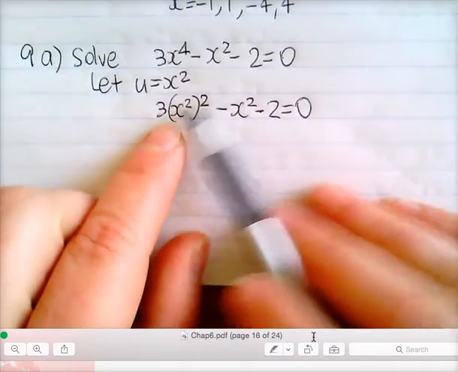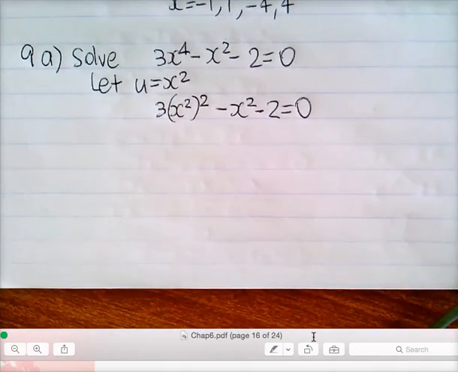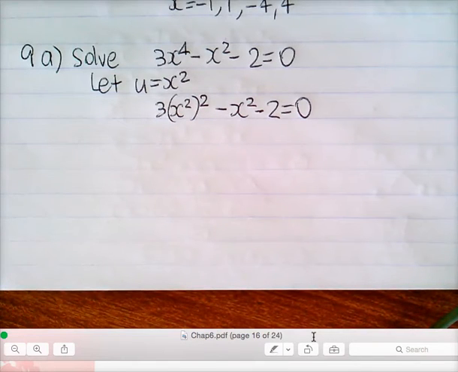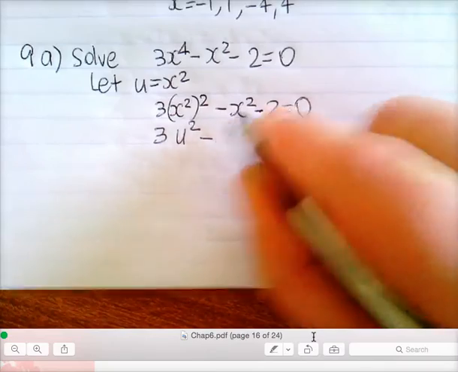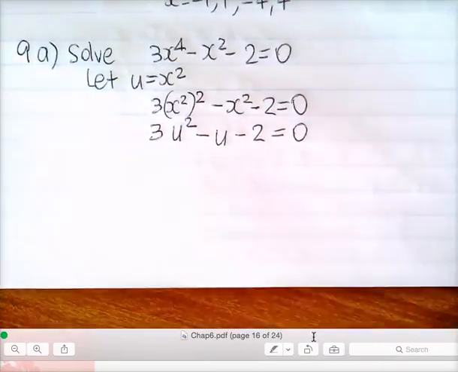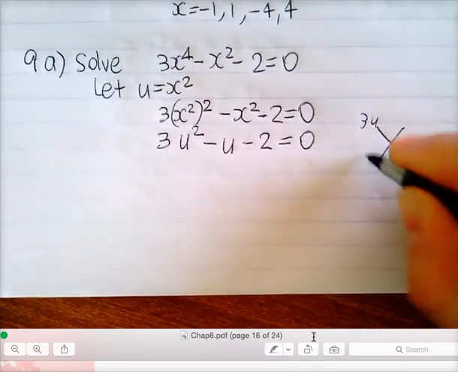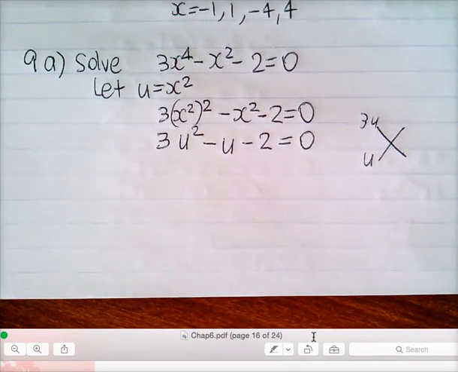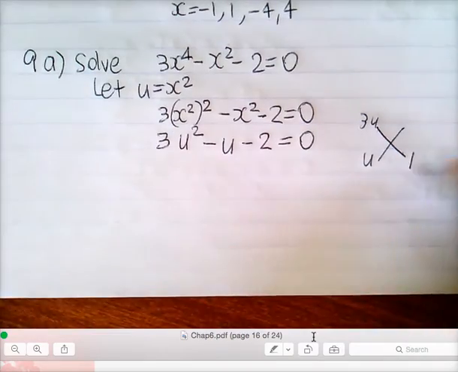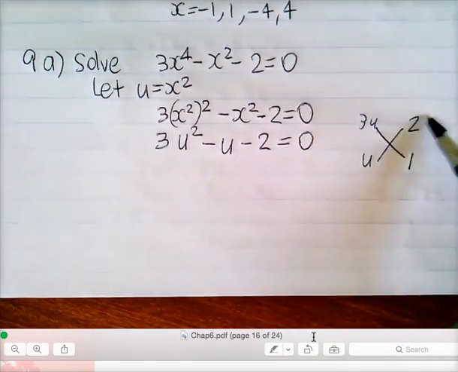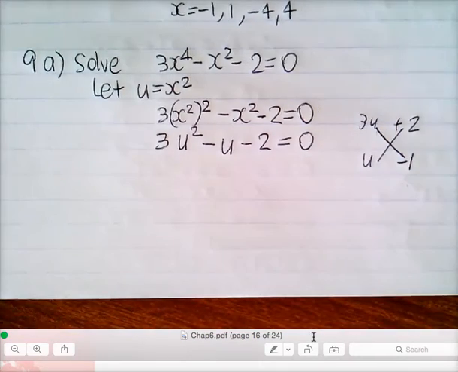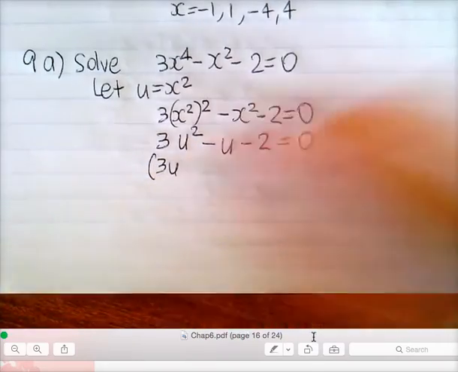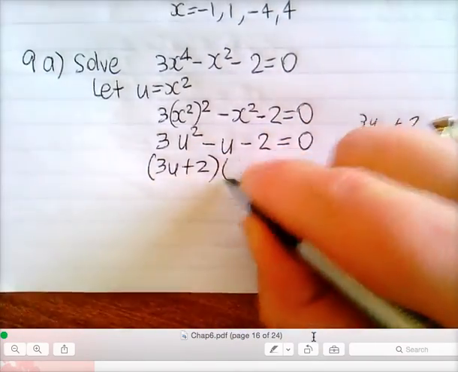That's what it really is. So what does the equation become? No one? Yeah, 3u squared minus u minus 2 equals 0. I'm hoping we can go 3u and u. I think we might be able to. We put a 1 there and a 2 there. Which one would be the minus, I think, here? We'll try it out. (3u plus 2)(u minus 1).